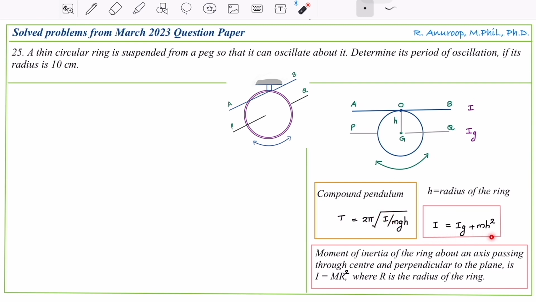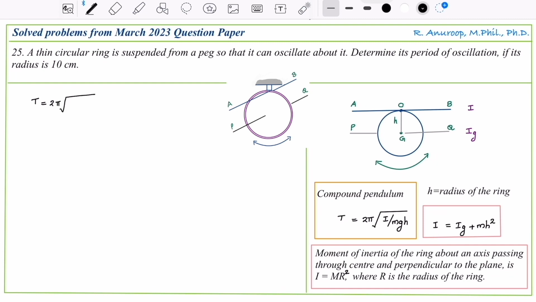where I is the moment of inertia of the ring about AB and Ig is the moment of inertia of the ring about an axis PQ which is passing through the center of gravity and perpendicular to the plane of the ring. We have a standard result. The moment of inertia of the ring about an axis passing through the center and perpendicular to the plane is mr square, where m is the mass of the ring and r is the radius of the ring. In the present case, the radius of the ring is taken as h.